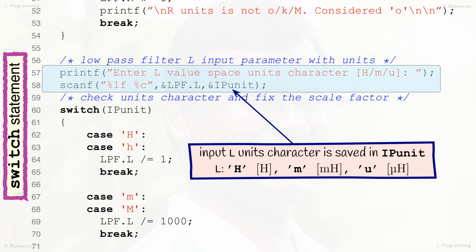Note that the IP unit character variable value is now overwritten with the inductance unit's input character. This can be used for rescaling the input inductance value stored in the LPF.L double variable memory location.